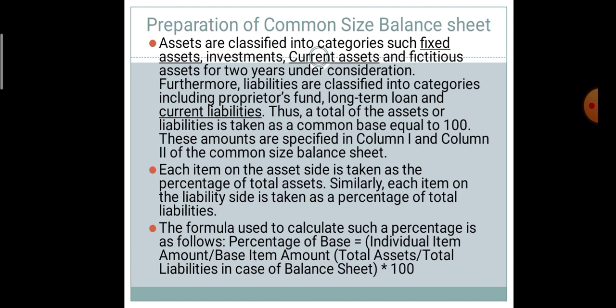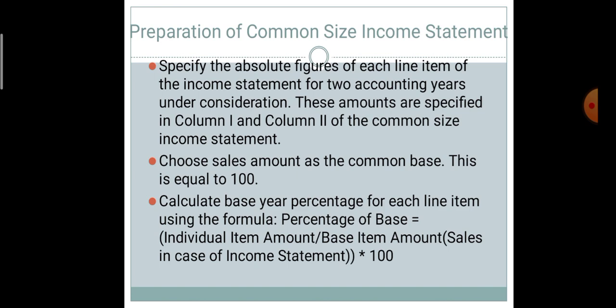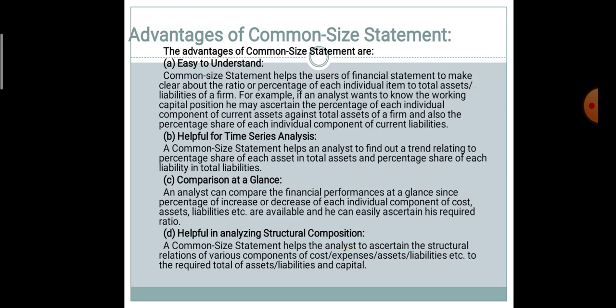And in the fifth column, the absolute amounts of column 3 pertaining to the previous year are converted into percentages. So columns 4 and 5 present the financial statements of 2 periods to a common base. This helps to understand the change in composition of the statements. Now coming to the advantages of common size statements.